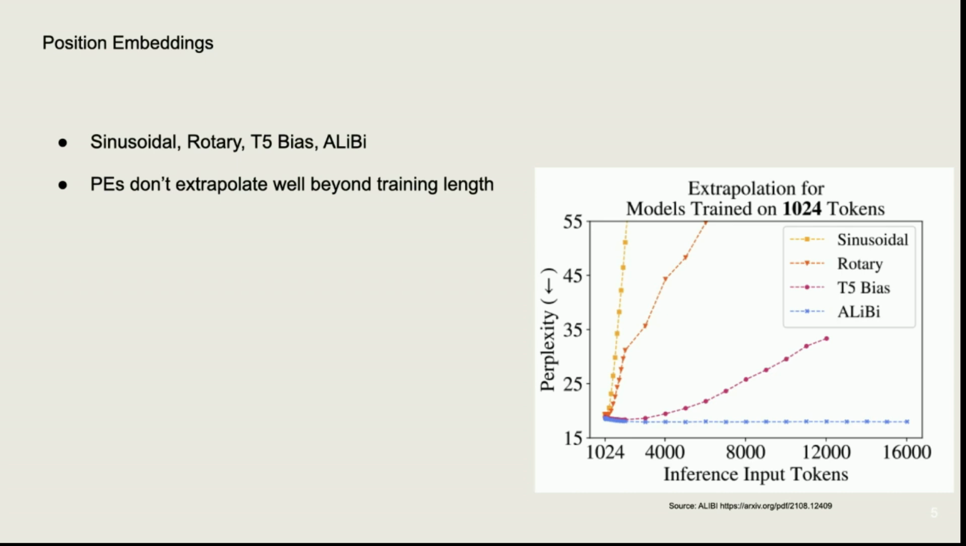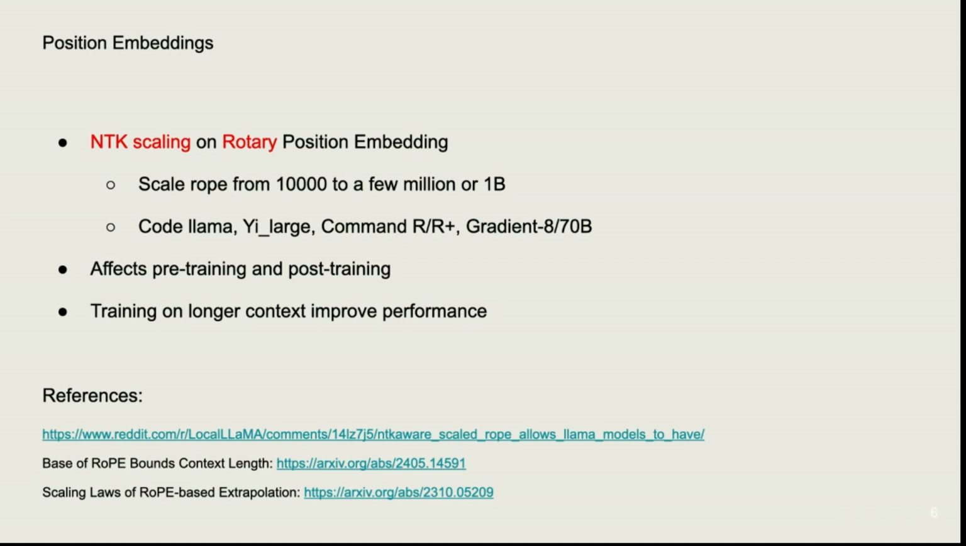If you look at the graph, this is a model trained with 10K tokens. Within the 10K sequence range, you can have a good perplexity from the model. But if you extrapolate beyond the training length, most of the position embeddings just explode in terms of perplexity, which means the model is not able to even give a coherent answer starting from around the 1K, 2K sequence range. So that's one of the major bottlenecks for scaling transformers to longer context lengths.